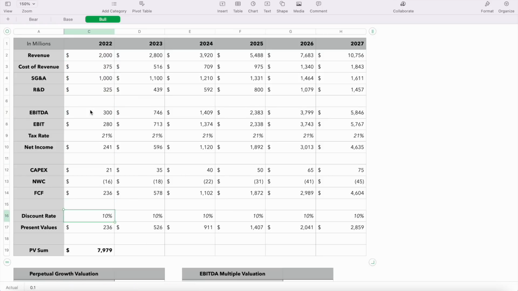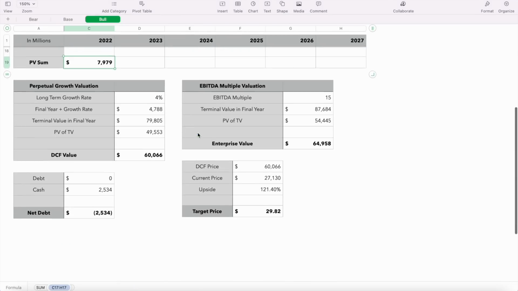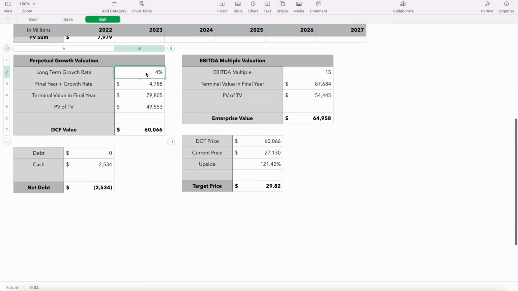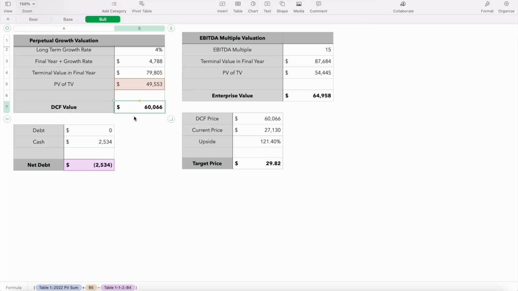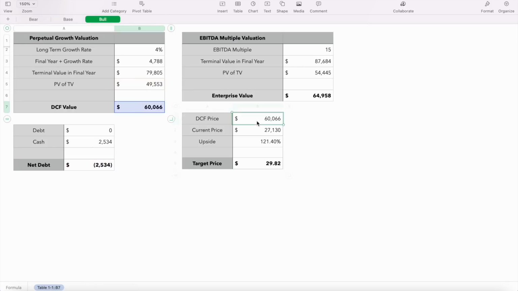Here's the setup. Once again, we're getting down here and we see a perpetual growth rate. I've increased that to 4%. What Palantir will do in a bull case beyond these years that we are outlining there, that brings us to $60 billion. And there's our net debt, which is just cash, and $60 billion for the company. And if we have a $27 billion market cap, that represents over 100% upside at a $30 share price, pretty much.